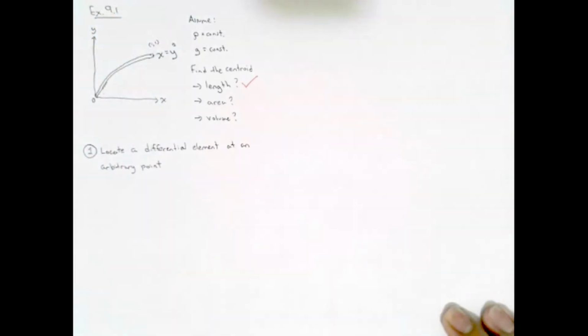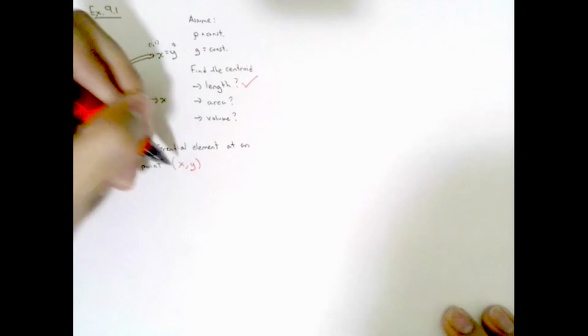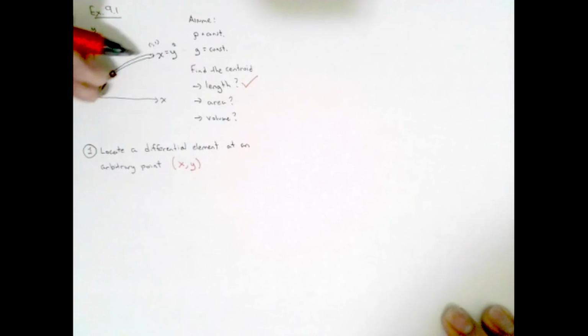My element will be located at some arbitrary point, which I'm going to call xy. It can be anything. xy can be anywhere in the rod. I'm going to pick my differentially small element to be at this arbitrary point. And because we're treating this rod as a one-dimensional element, this differential element is essentially a point. So this differential element is located at xy.